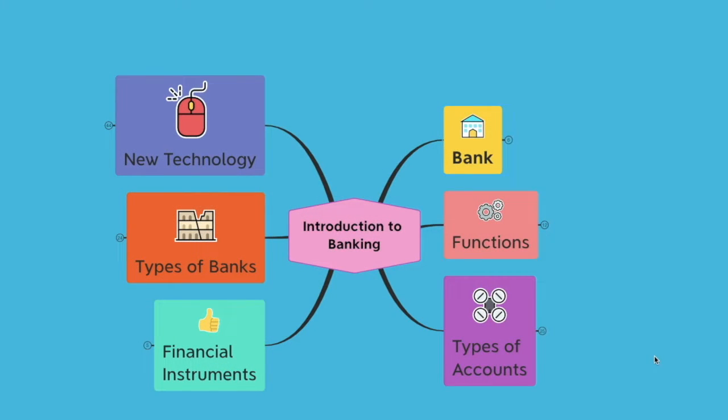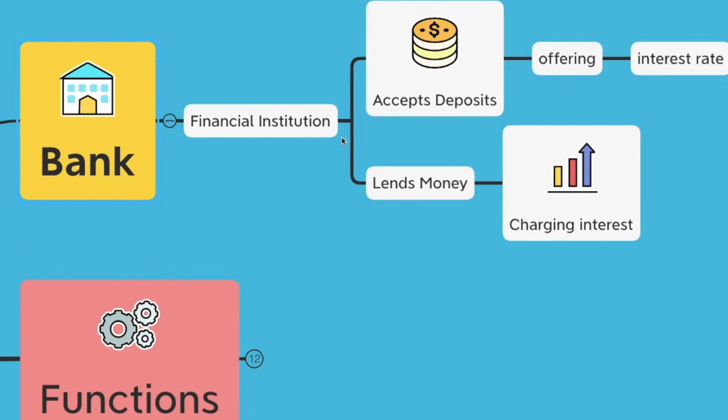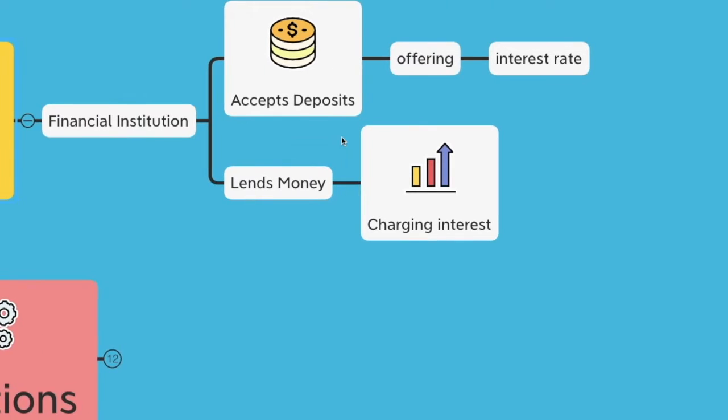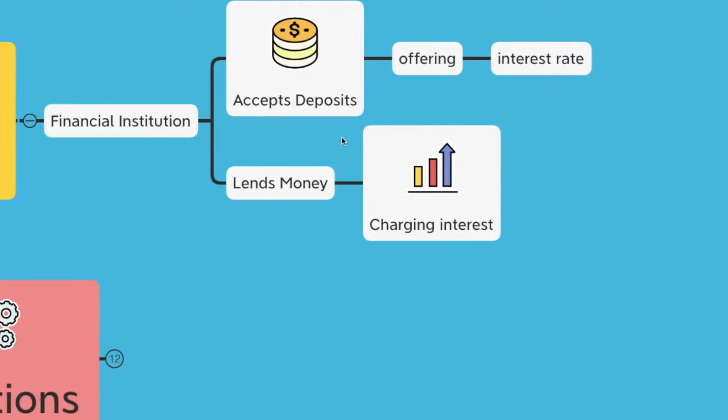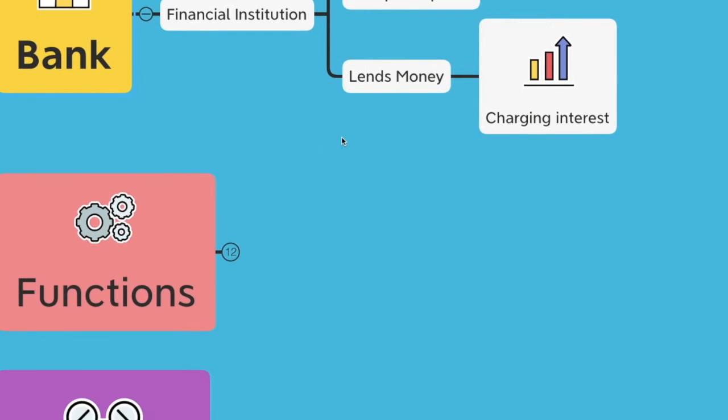Introduction to banking. First, let's understand what is a bank. A bank is a financial institution that accepts deposits with a promise of offering an interest rate to the public. And secondly, it also lends money by charging interest from them. All right? So that is what a bank is. Now let's learn about how the bank functions. So basically, what are the functions of the bank?